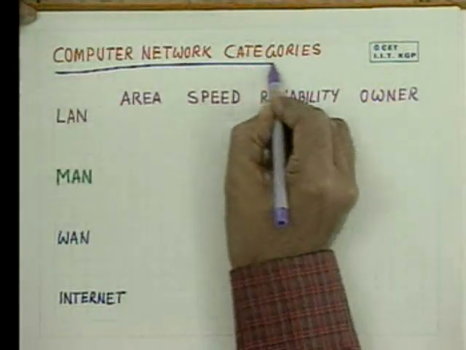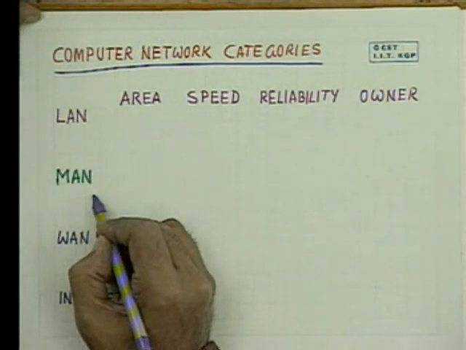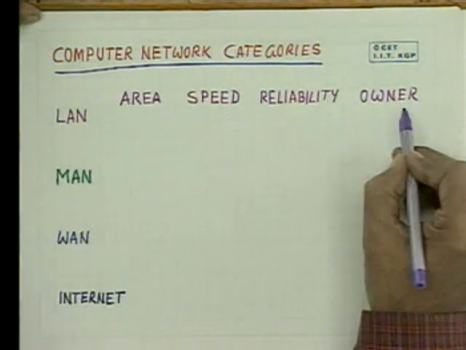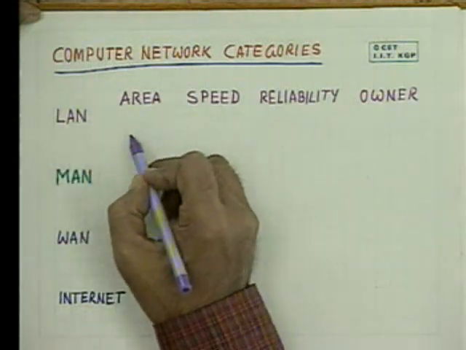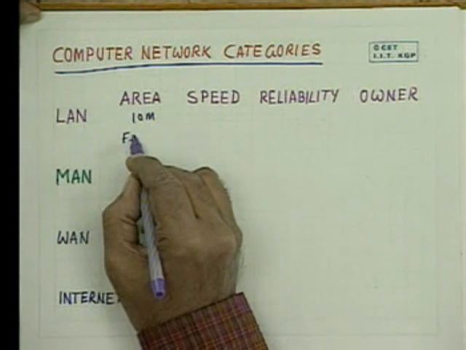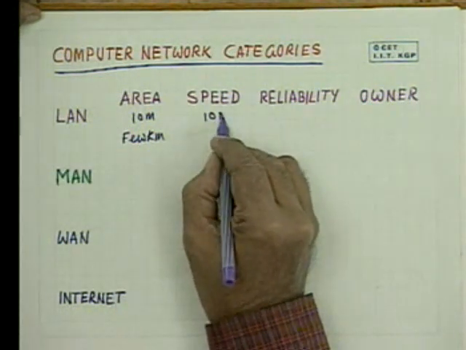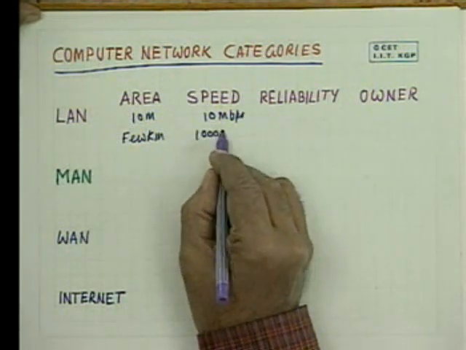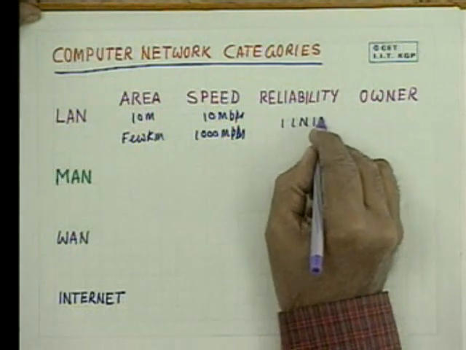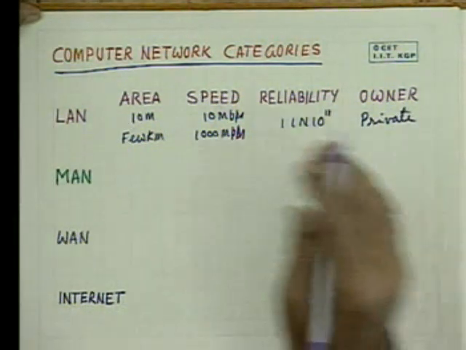Now we can broadly categorize the computer networks into 4 different types: LAN, local area network; metropolitan area network; wide area network; and internet. Consider LAN based on these parameters: area, speed, reliability, and owner. In a local area network, the area is limited over a small geographical area, maybe from say 10 meters within a room to maybe a few kilometers, say 5 to 6 kilometers. Speed varies from nowadays 10 megabits per second to maybe thousands of megabits per second. And the local area networks are highly reliable, maybe 1 error in 10 to the power 11, and these are usually privately owned. All the local area networks are privately owned.